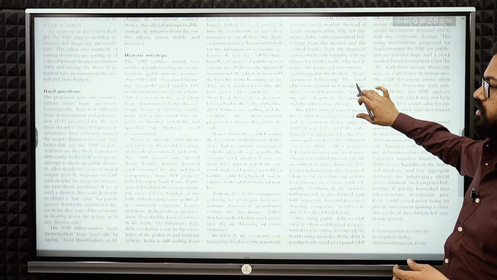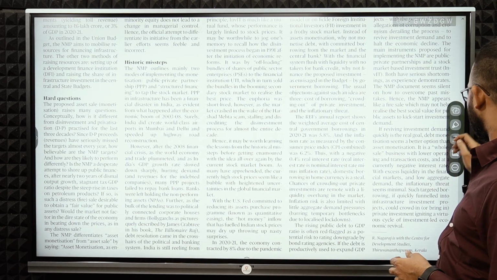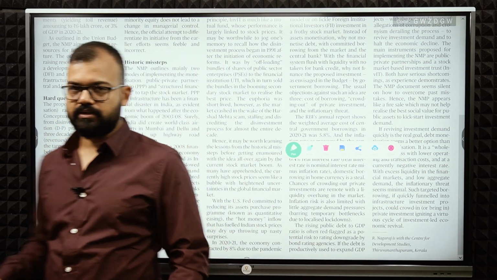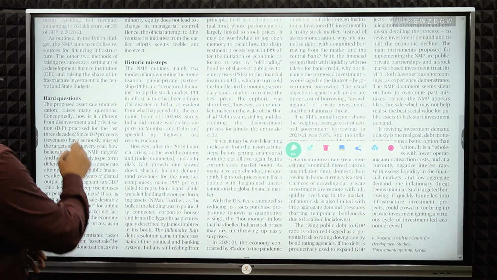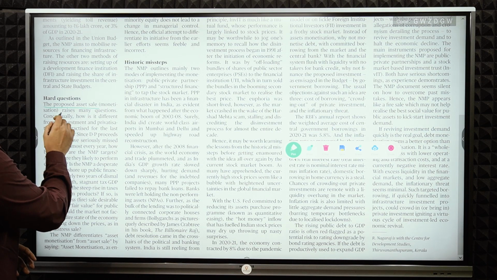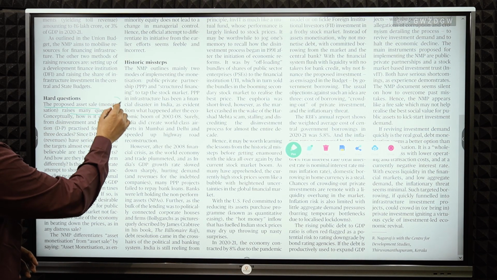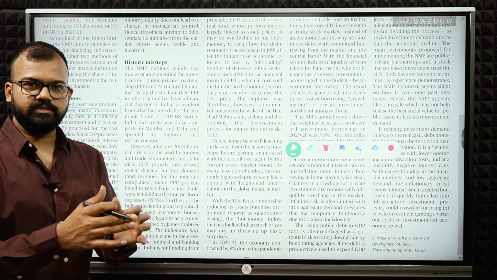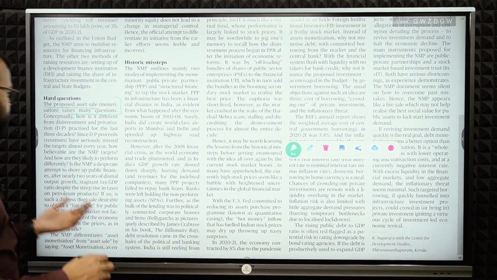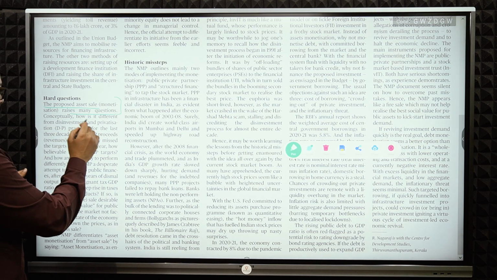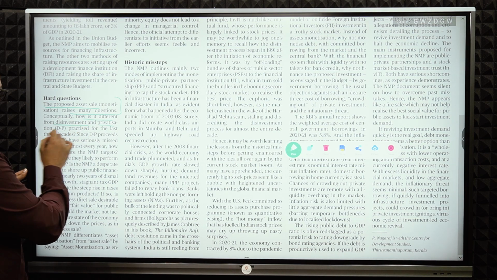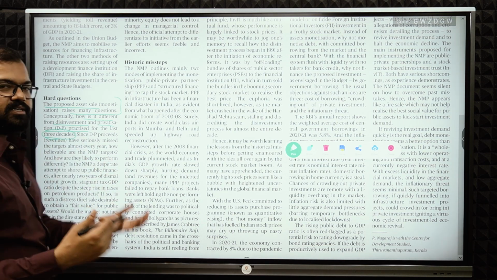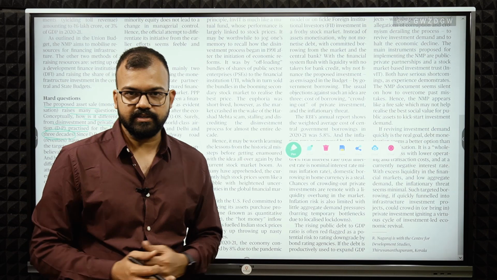Now if you scroll down, let's see what is written there. Here you can see the hard question. Now you come on to the topic. The proposed asset sale monetization raised many questions. What has he done? First, he gave the introduction, like this is the context. Now, what is the problem? So he is addressing the problem. Conceptually, how is it different from disinvestment and privatization practiced in the last 3 decades? Because you have seen in the last few budgets, the government was allocating certain targets for disinvestment.